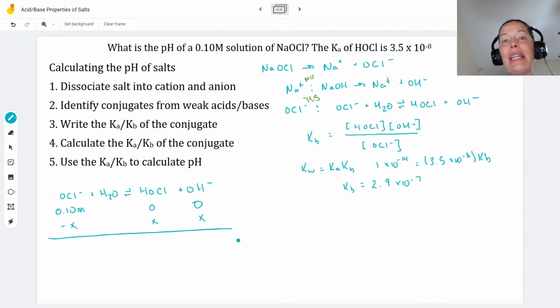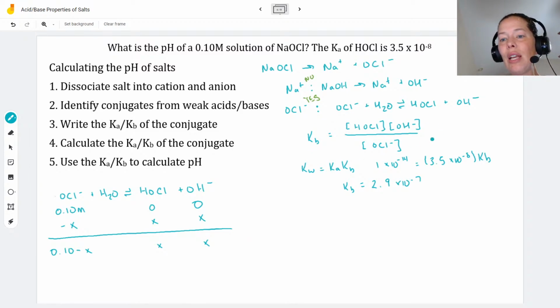Now I need my equilibrium concentration. So I'm just adding my columns. So this becomes 0.10 minus X. And of course, this is 0 plus X, which I'll just call X over here, which is the same thing there. Okay, so that is my equilibrium table. And now I want to plug it into my expression for Kb so that I can actually calculate what the value of X is.